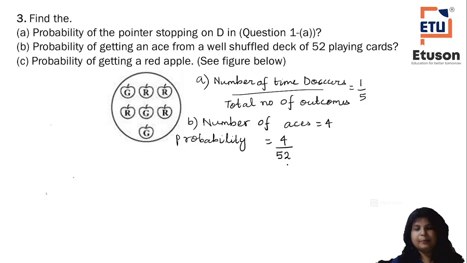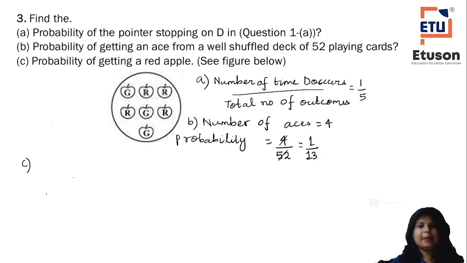4 divided by 52. Okay, so if you want to bring it to the shortest form, that will be equal to 1 divided by 13. Correct or not? Now let us go to part C. Probability of getting a red apple. Now you can see in this circle, there are some apples arranged.